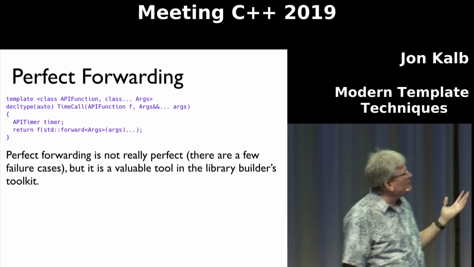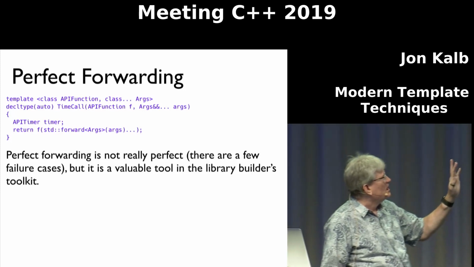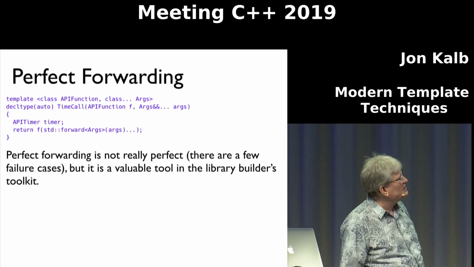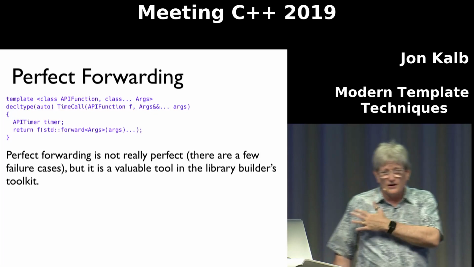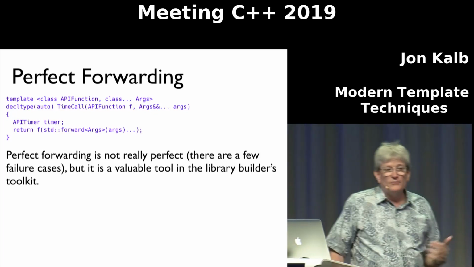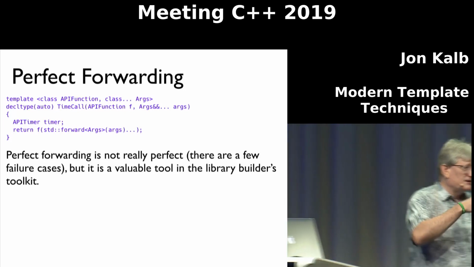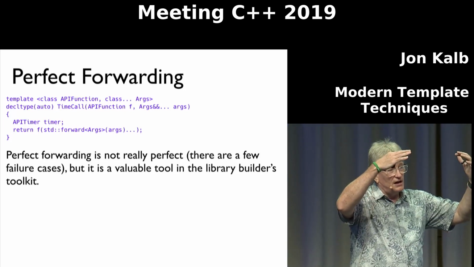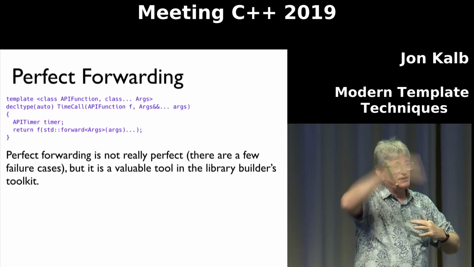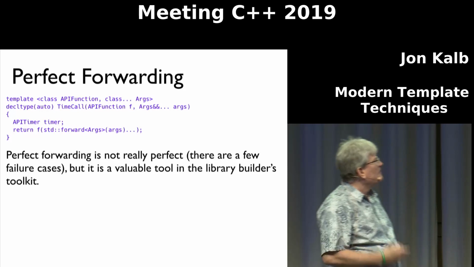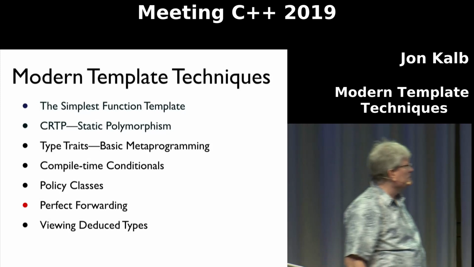I will say perfect forwarding is not really perfect. There are a few failure cases, but those are really pretty obscure corner cases. But perfect forwarding is really a valuable tool. It is not the kind of thing that most people are going to write every day, but library authors are going to find it a really valuable way of being able to insert some kind of behavior where we have layers that we don't care about the data passing through. We want to be able to forward that data from a caller into a callee. So that's the perfect forwarding.